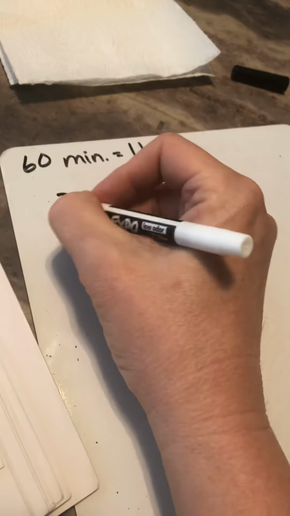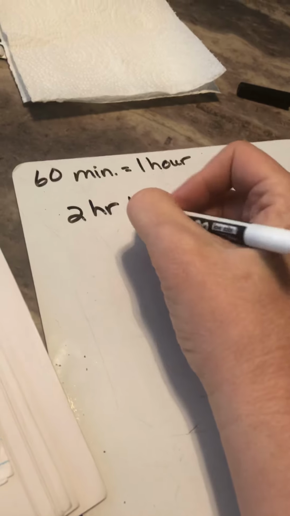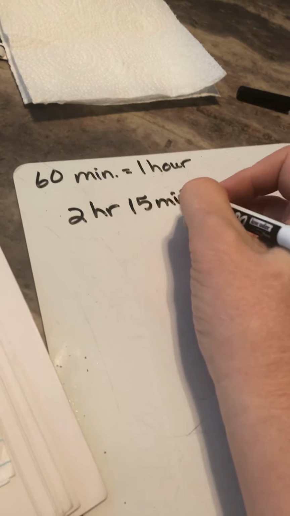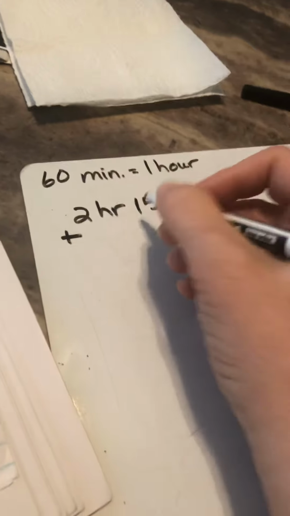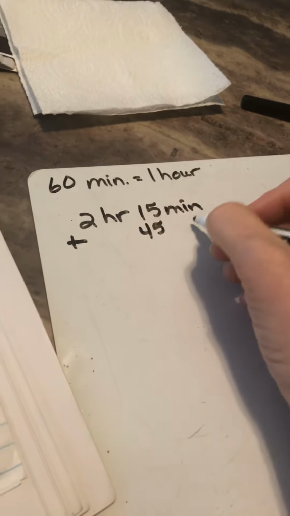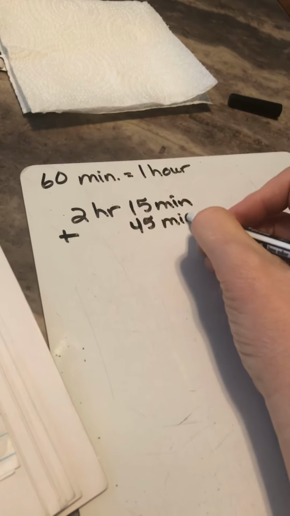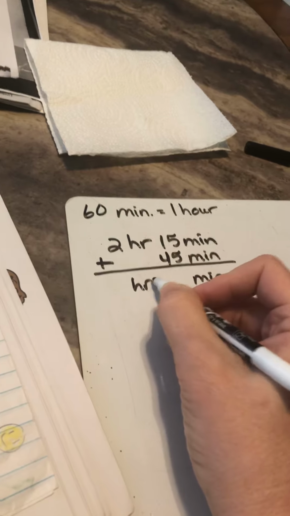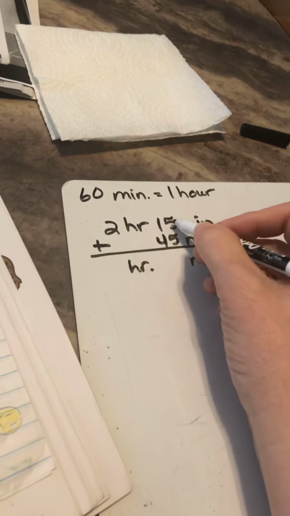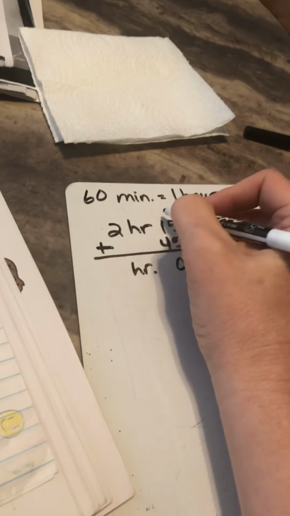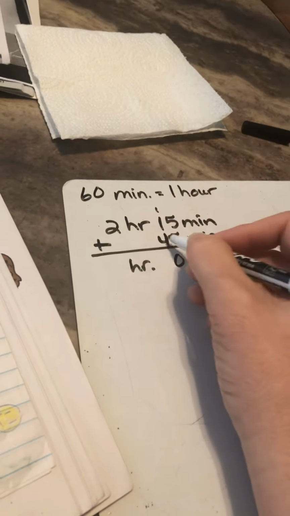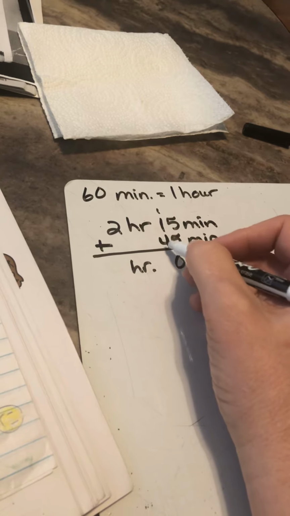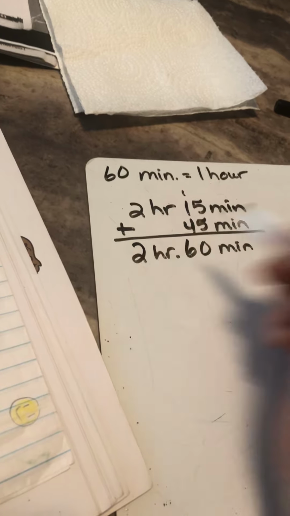If I do 2 hours and 15 minutes plus 45 minutes, and this is problem 1C if you're wondering, what would I get? Well, let's add straight through. I'm not going to do any converting yet. 5 and 5 is 10. Carry my 1. 1 and 1 is 2. 2 and 2, or 2 and 4 is 6.